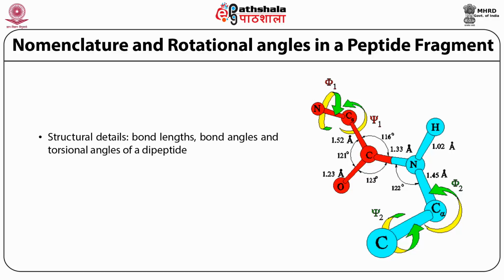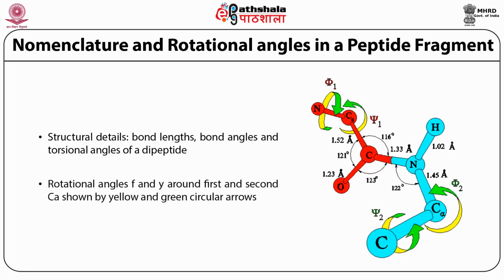The torsional angles or dihedral angles around N C alpha and C alpha C are defined as phi and psi. These are shown by yellow-green arrow for both peptide 1 and peptide 2, and these are suffixed by 1 and 2.